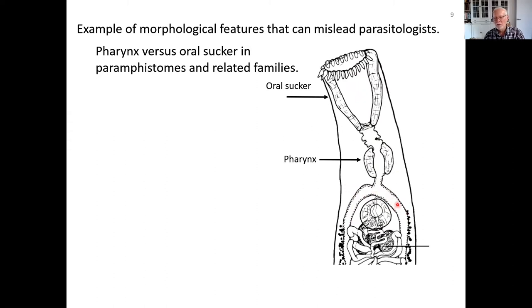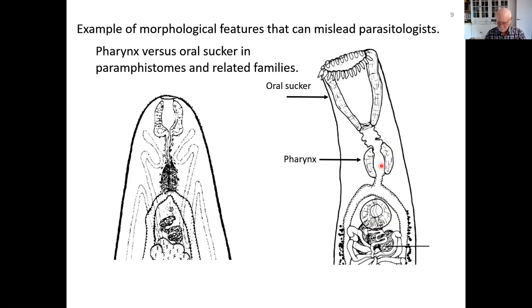So people will look at these and they'll say, yes, this structure is an oral sucker. This structure is a pharynx. Well, here is another trematode. The ventral sucker is not shown, but we have a structure here that looks like an oral sucker. We have a structure here that looks like a pharynx.